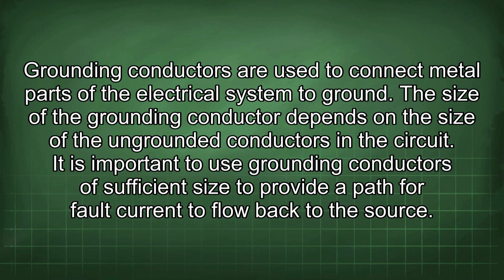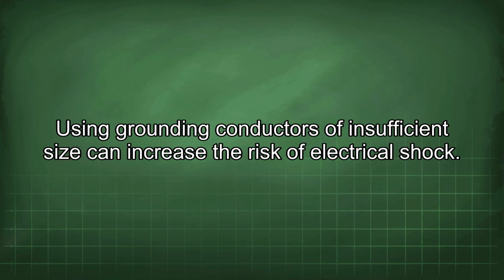Grounding conductors are used to connect metal parts of the electrical system to ground. The size of the grounding conductor depends on the size of the ungrounded conductors in the circuit. It is important to use grounding conductors of sufficient size to provide a path for fault current to flow back to the source. Using grounding conductors of insufficient size can increase the risk of electrical shock.